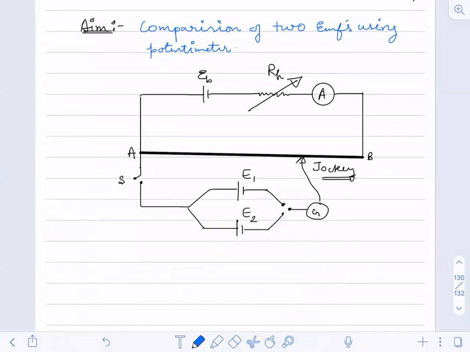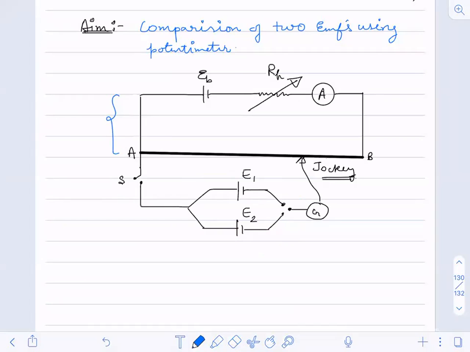Now if you see the main circuit, this part of the circuit is the same as the previous one. You are having a battery eliminator, then a rheostat, then an ammeter. Then instead of having one EMF, now you are having 2 EMFs, because you have to compare these two.